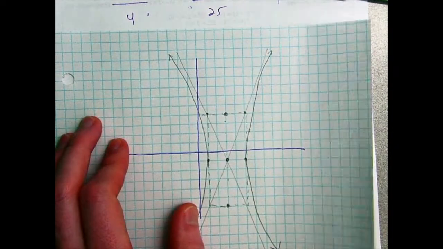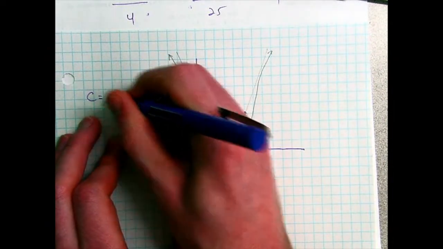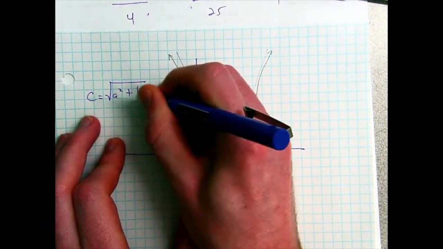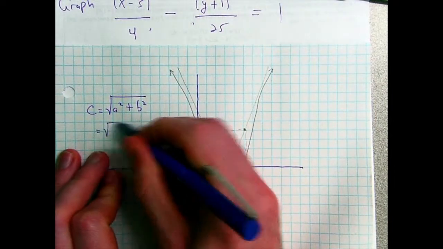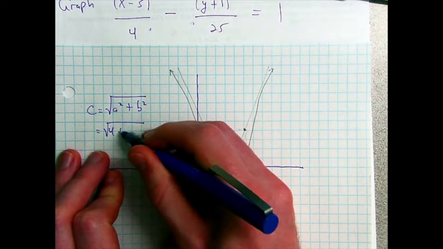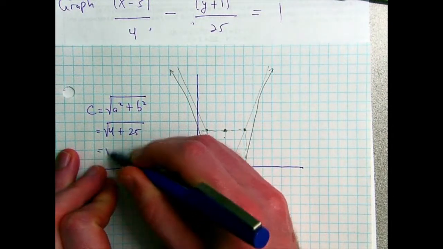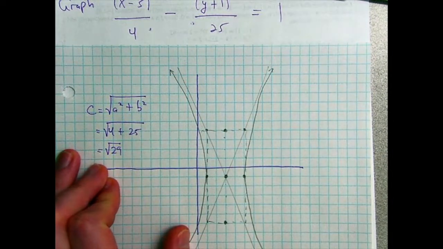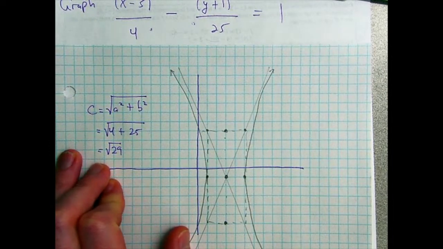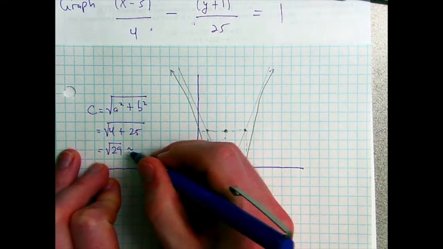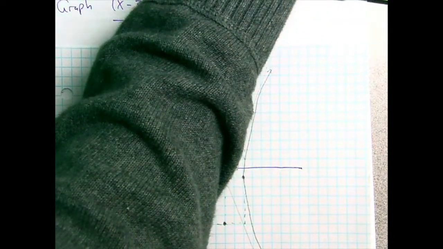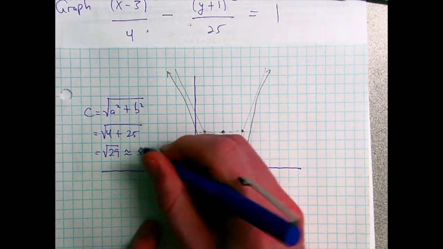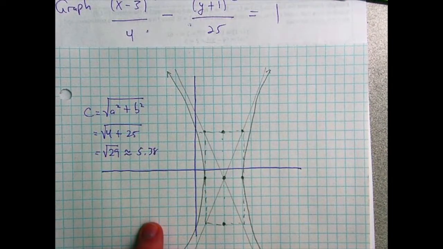So what is c? c is given by root a squared plus b squared, which in this case would be root of a squared, which is 4, plus b squared, which is 25. So that's root 29. That's obviously not a rational number. Just ask your calculator, what is that? It's going to be a little bit more than 5. Let me see if I can get a nice decimal approximation. It's like 5.38. So a little bit more than 5 is what we'll say.